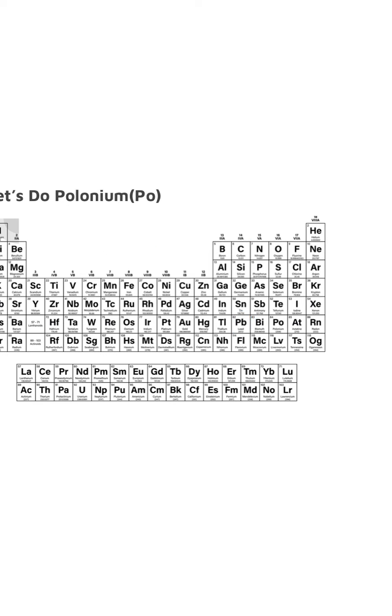Okay, next let's go to polonium. Polonium is right here. It is in family number 6. As I said, I'm not going to do every single family, so you can guess 5 would have 5 dots and 6 would have 6 dots. So the polonium symbol is Po. Sorry.